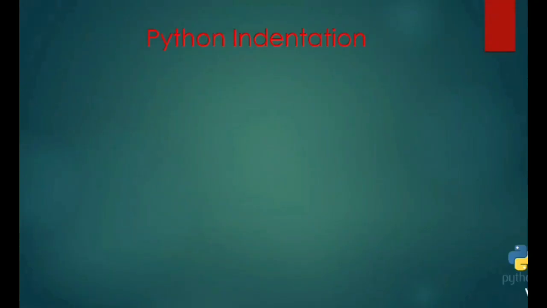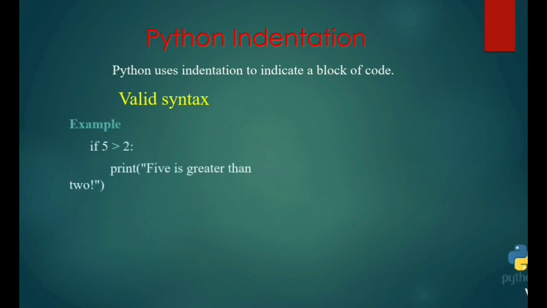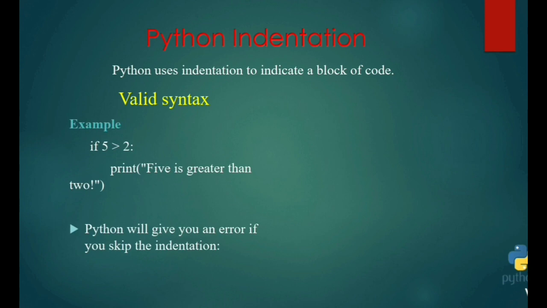Python indentation. Indentation refers to the spaces at the beginning of a code line. The indentation in Python is very important. Python uses indentation to indicate a block of code. Compare these two examples, then you can understand the concept of indentation. Python will give you an error if you skip the indentation.